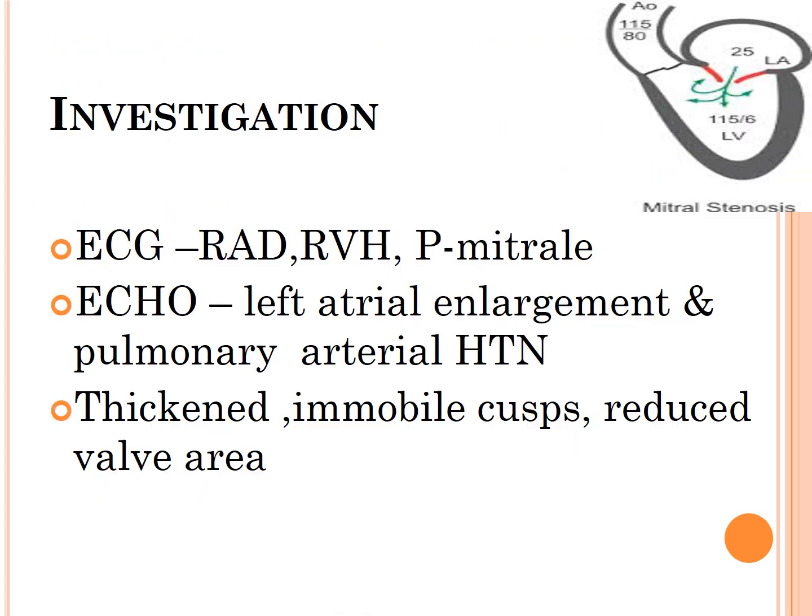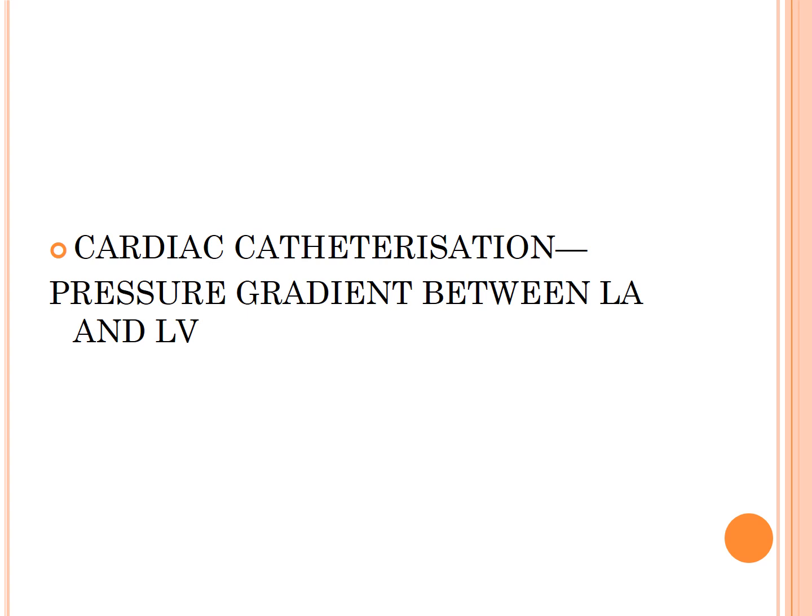Other investigations you do: ECG shows right axis deviation, right ventricular hypertrophy, and P mitrale. Echocardiography shows left atrial enlargement and pulmonary artery hypertension, and thickened immobile cusps can also be visible. Cardiac catheterization shows a pressure gradient between the left atrium and the left ventricle.